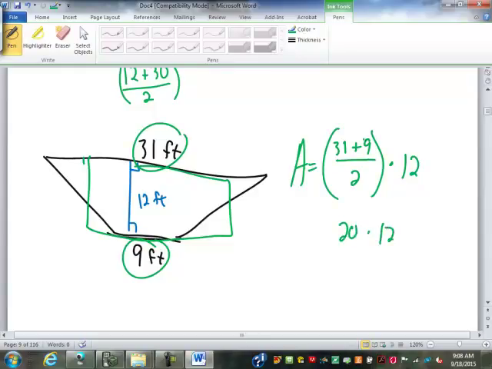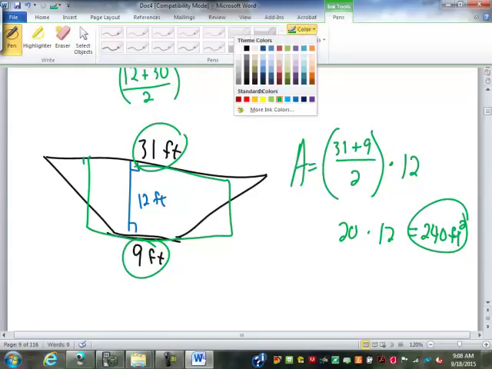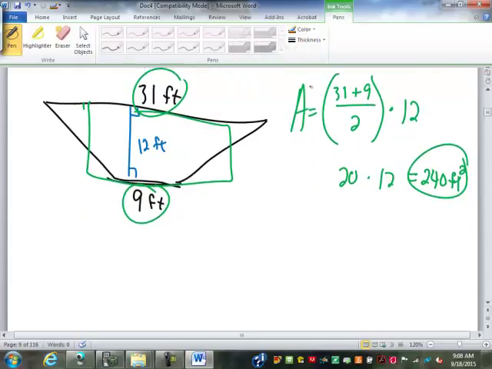Warning, by the way, when you punch this in the calculator, do 31 plus 9, hit equals before you divide by 2. If you don't, it's going to try to tell you that it's 35.5, because it divided the 9 by 2 and added it to the 31. So you do 31 plus 9 equals, and then divided by 2. And then times 12 gives us 240 feet squared. I'm going to have you try one quick in your notes.